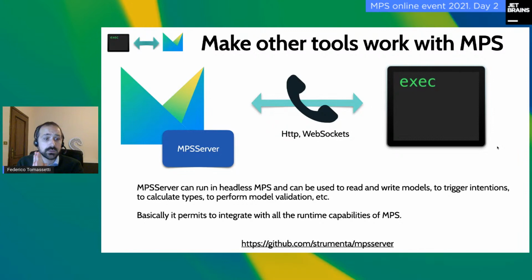The basic idea is to make all the MPS API available from outside MPS, so that you can have an MPS server running, for example, headless on a server. You can call it through HTTP or WebSockets and ask it to read the models, to change a model, get information on concepts or languages, calculate the type of something, trigger an intention, all sorts of stuff. Basically, sort of remote access to the MPS API. And this is open source.